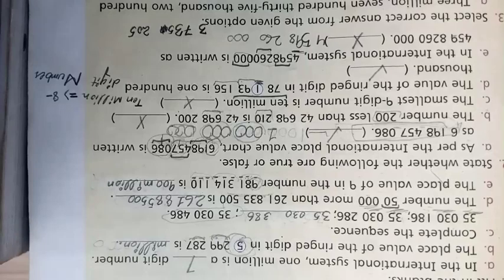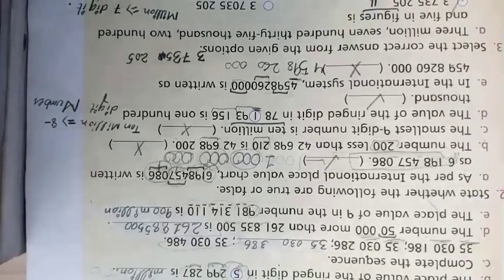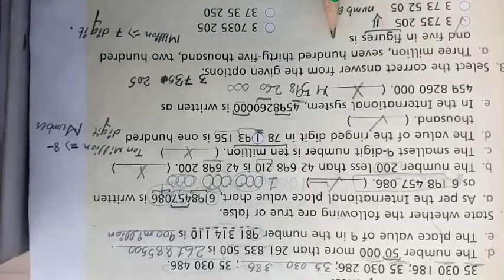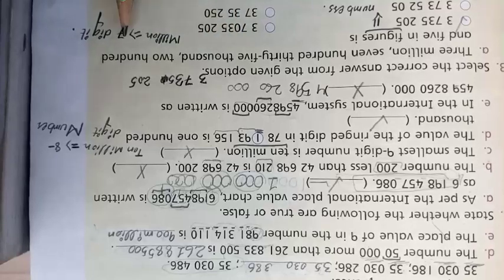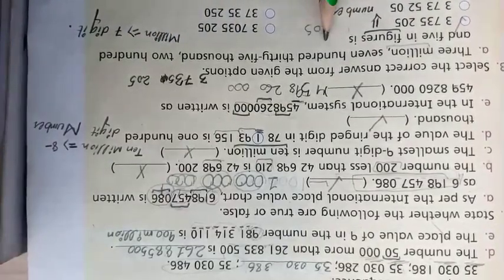Now let's move forward to the next part of this question. Select the correct answer from the given options. MCQs. 3,735,205 in figures is... Now you can see here, million. Remember the concept: 1 million has 7 digits. So let's talk about the other numbers. This is a 5 and this is a 200. So 205, this one is written as 205.